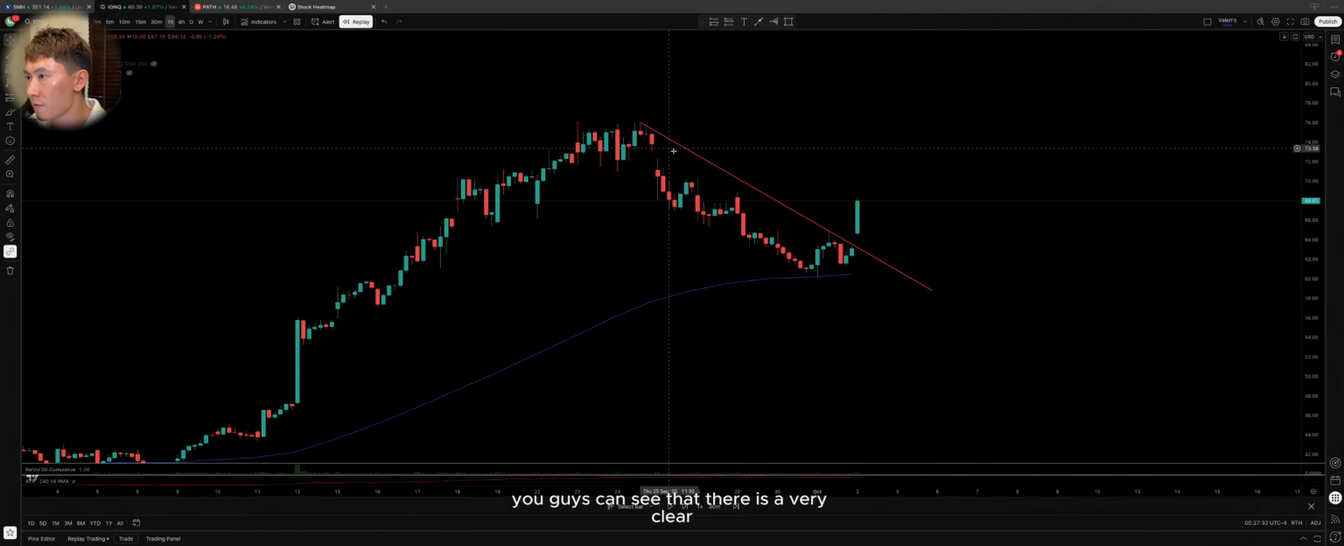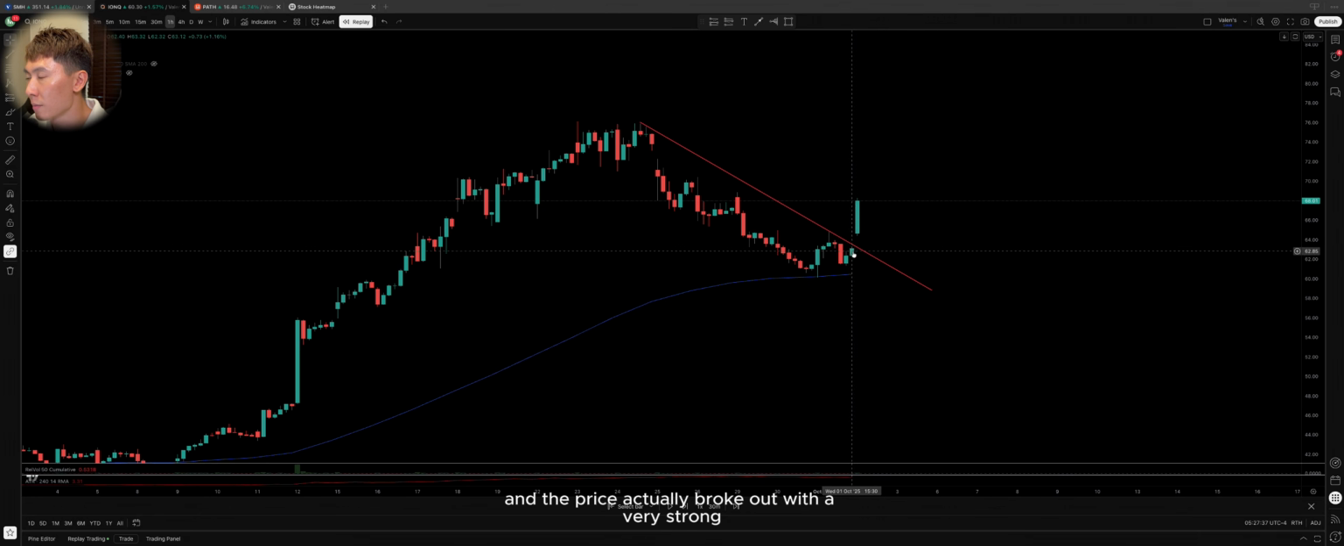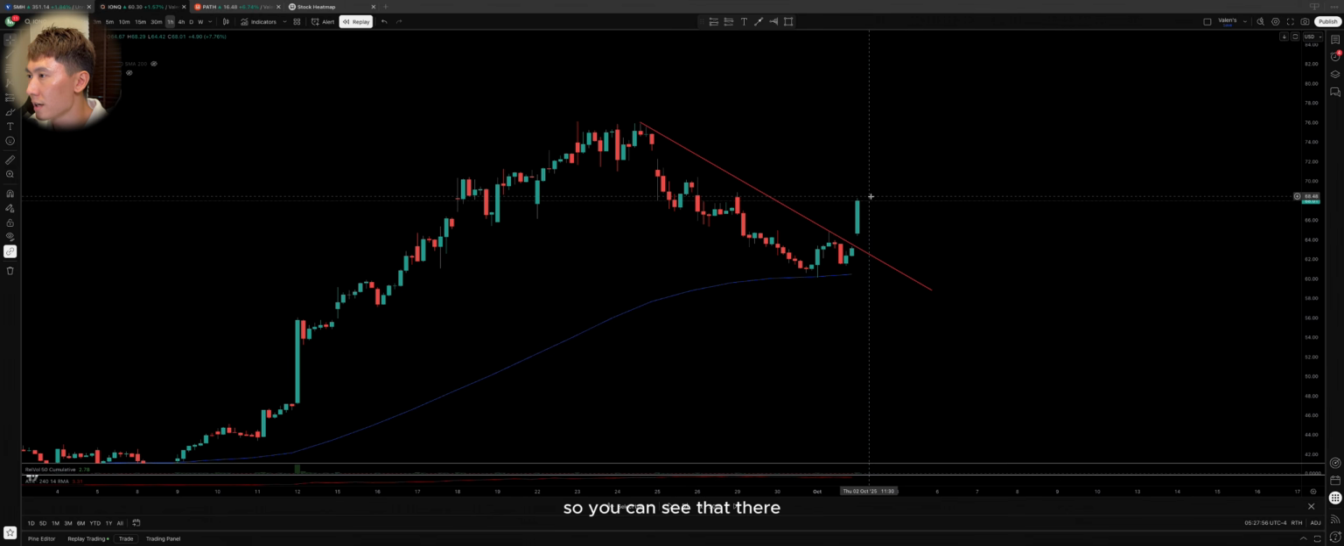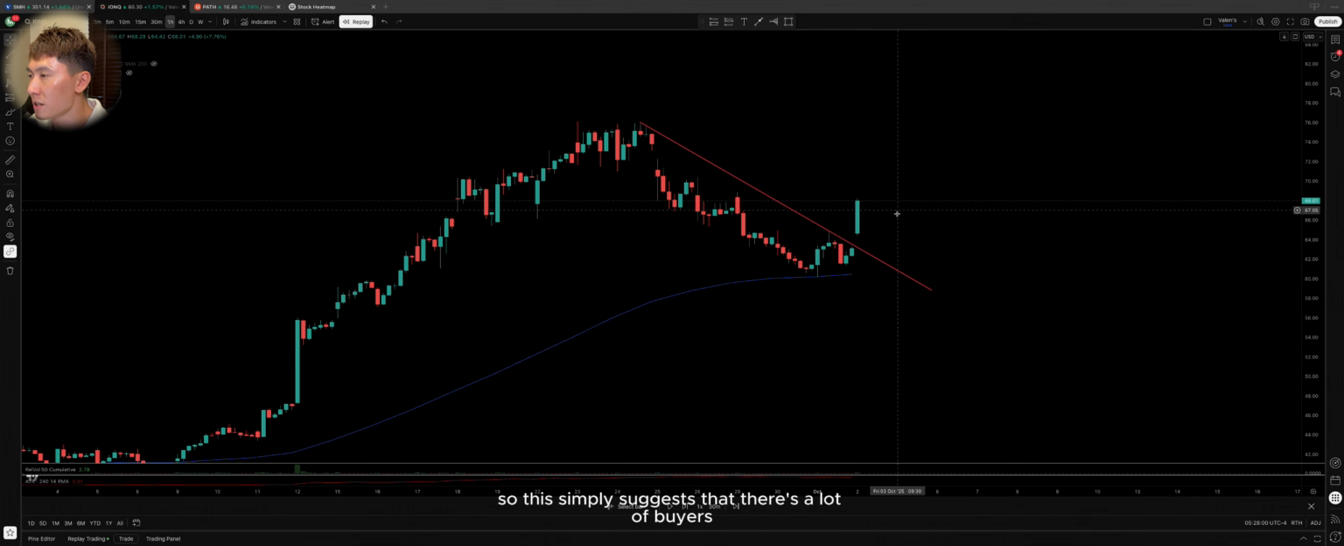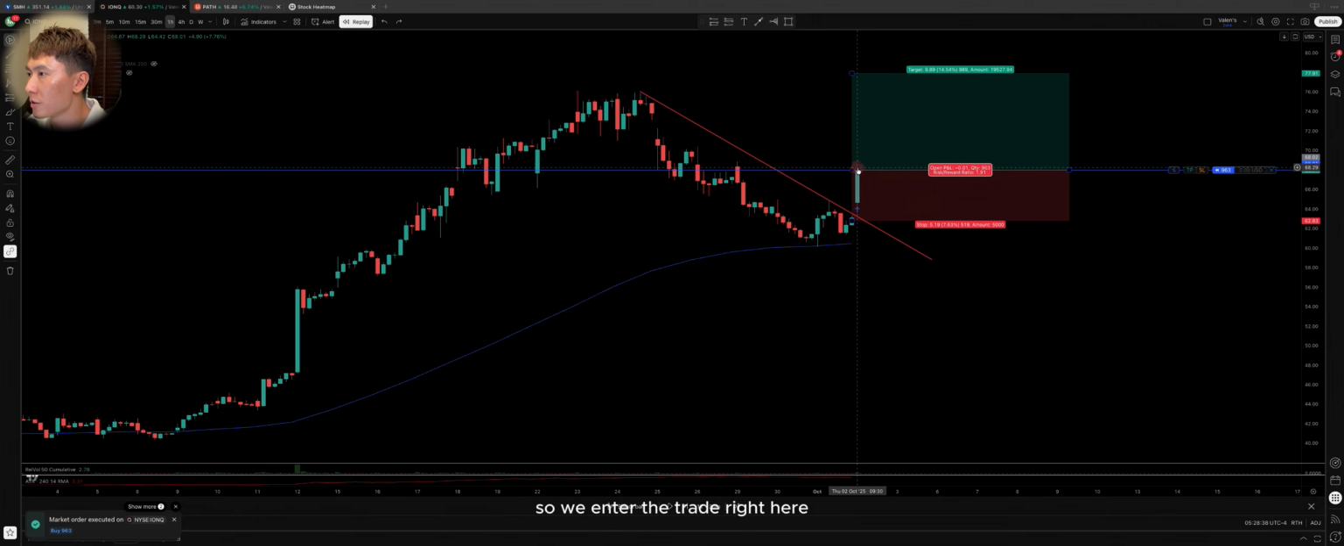You can see that there's a very clear downtrend line. Price is above the EMA 20, and the price actually broke out with a very strong momentum bullish candle. You can see that there is minimal wick and a majority of the candle being a body. This simply suggests that there's a lot of buyers at this price point. So we enter the trade right here.